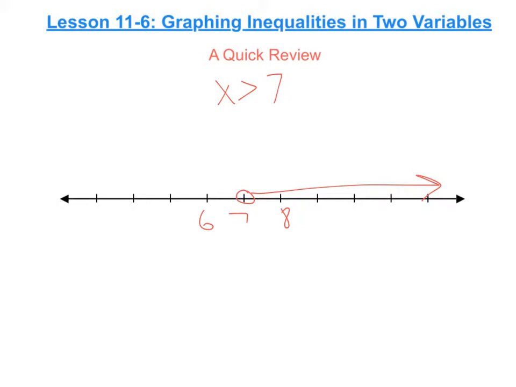The only little wrinkle here was if this was greater than or equal to. If it's greater than or equal to, that means I'm including 7, so the way I show that is I fill in the dot. And if this switched around and was less than, I would just point the ray the other way. So a couple things: one variable means it goes on forever in one direction on one number line. So think about what it would look like for two variables.